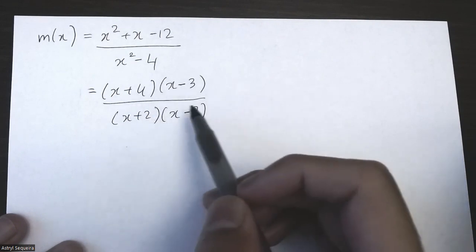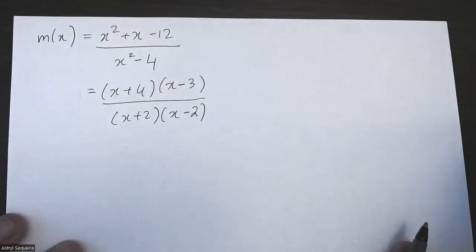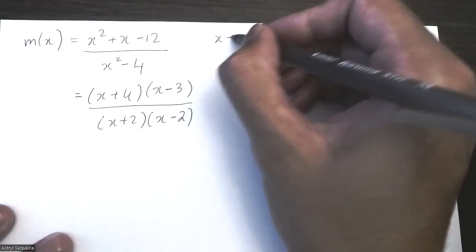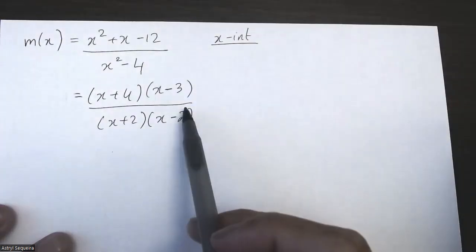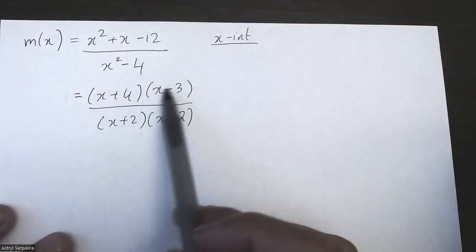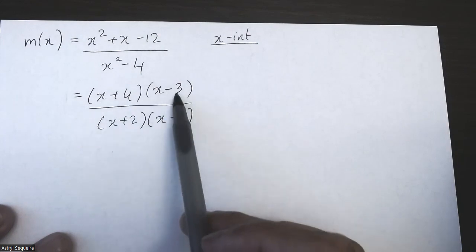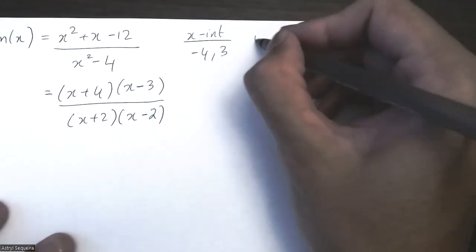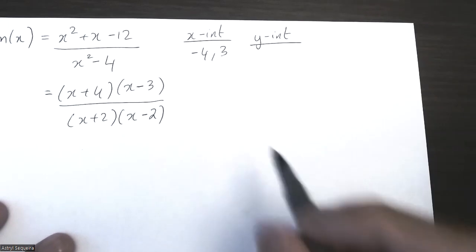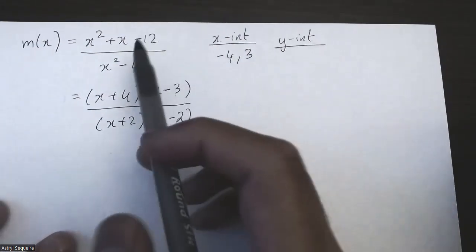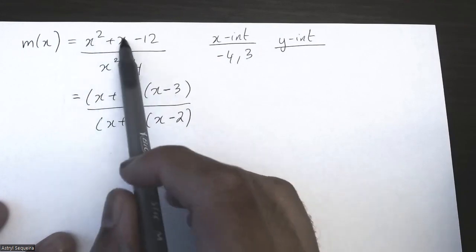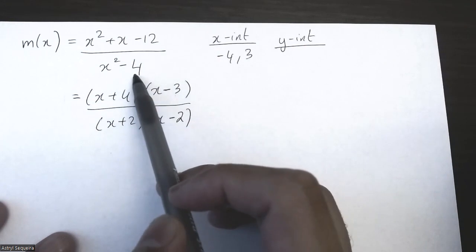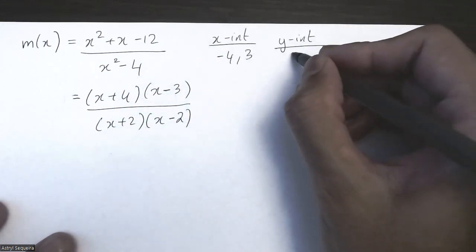Now that we have this factored, we can state all the important features of this graph. So we're going to start with the x-intercepts. For the x-intercepts, we look at factored form and we look at the solutions to the top. So my solutions are -4 and +3. Then I'll do the y-intercept next. For the y-intercept, we look at the original equation and we just sub in the x values as 0. So if I make these three zeros, I'm just left with -12 divided by -4, which is +3.